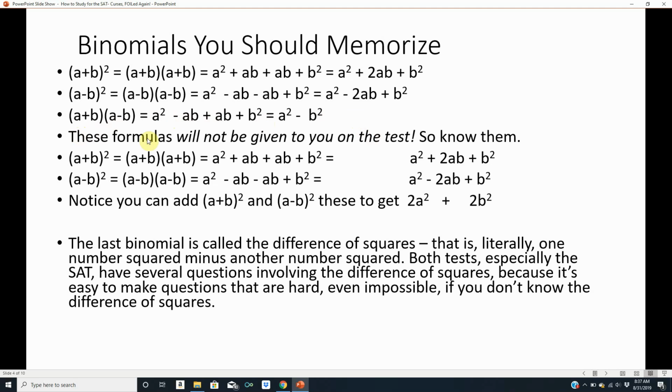But one important thing you need to know is these formulas will not be given to you on the test, whether it's the ACT or the SAT or any other standardized test that I know of. So know them. Notice that the last binomial is called the difference of squares, as I just said. That is literally one number squared minus another number squared. Both tests, especially the SAT, have a number of questions that involve the difference of squares because it's easy to make questions that are hard, even impossible, if you don't know the difference of squares, but are pretty easy if you do know the difference of squares. So know it. It's an easy trick that they like to use to separate the wheat from the chaff, so to speak, or to have people who are otherwise good at math score lower than people who do know that trick.